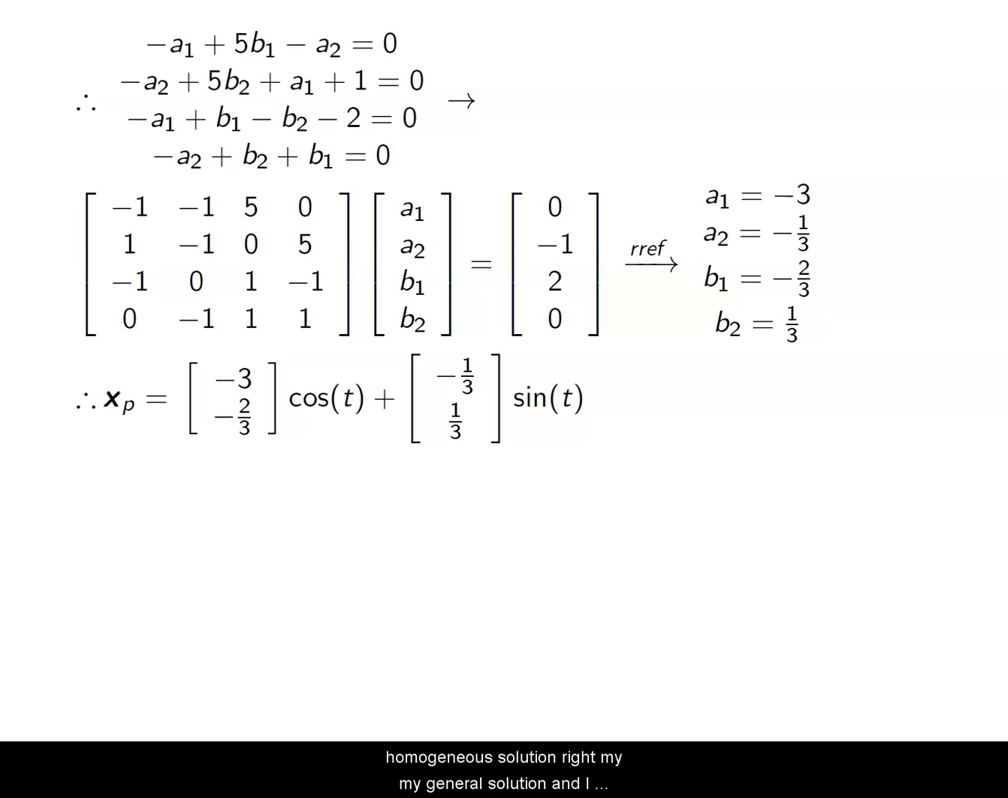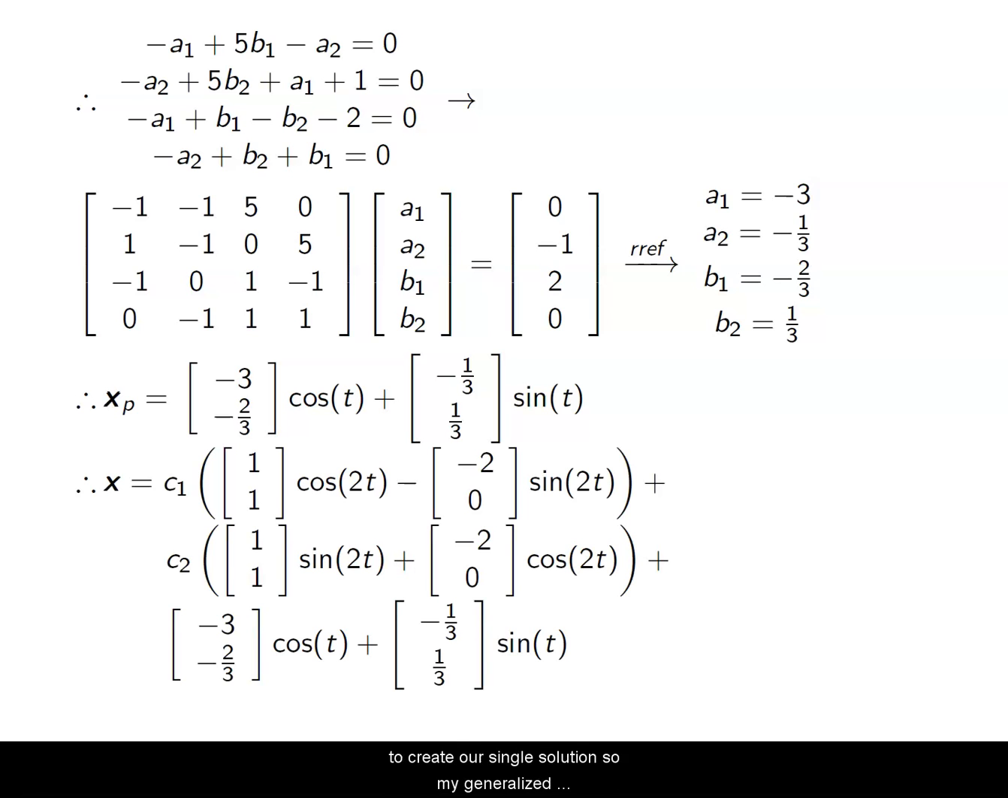So now I found my homogeneous solution, my general solution, and I found my particular solution. We know we can use the superposition principle to add those two solutions together to create our single solution. So my generalized homogeneous solution plus my particular solution is the solution for my problem.